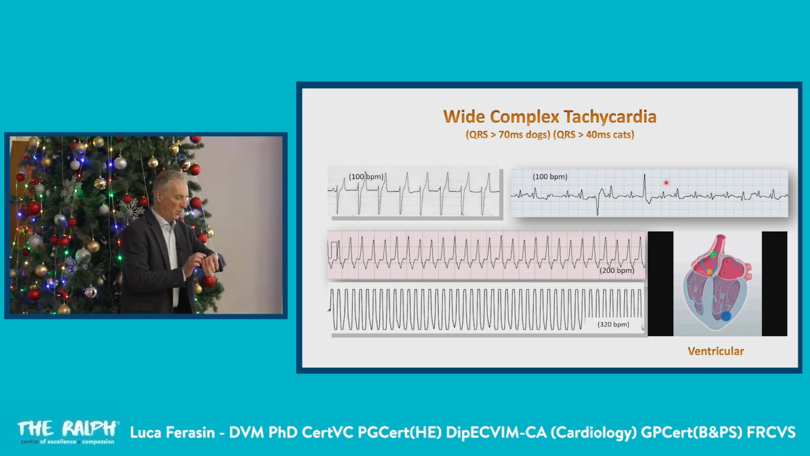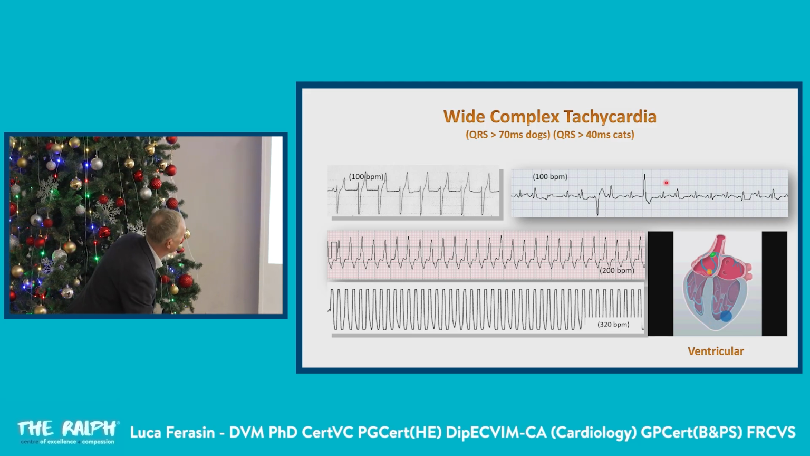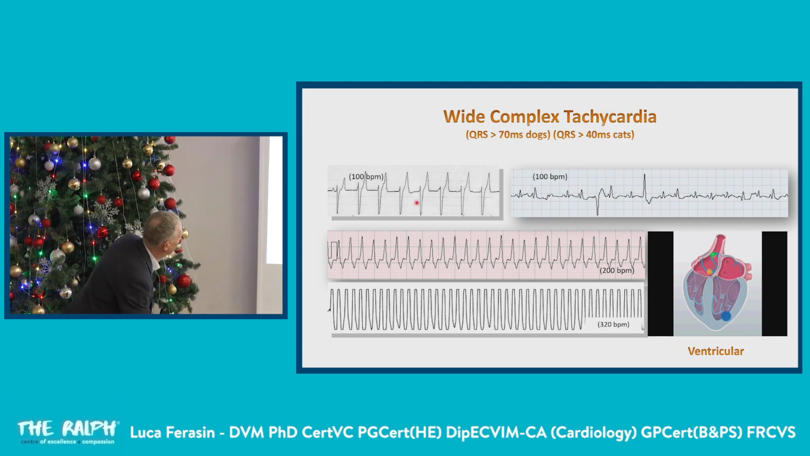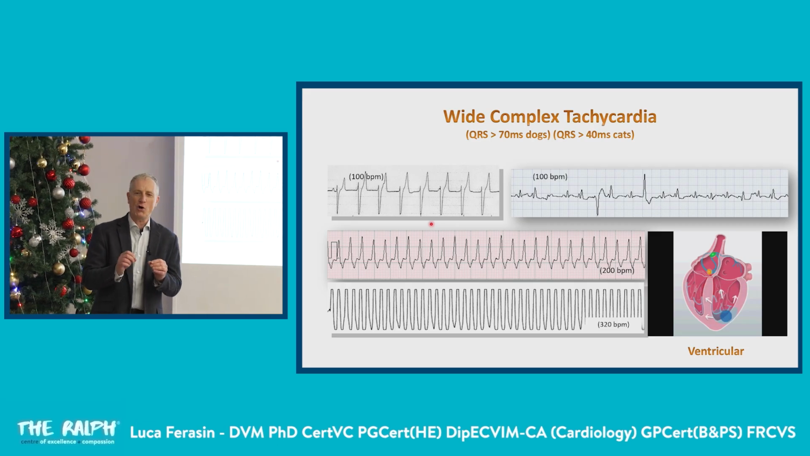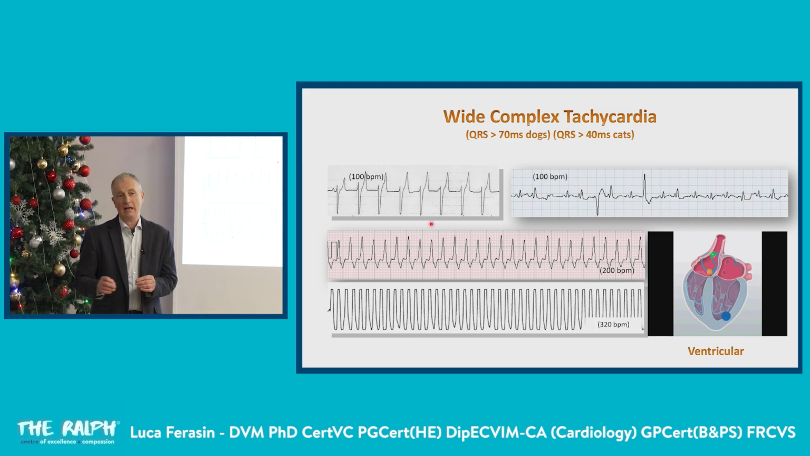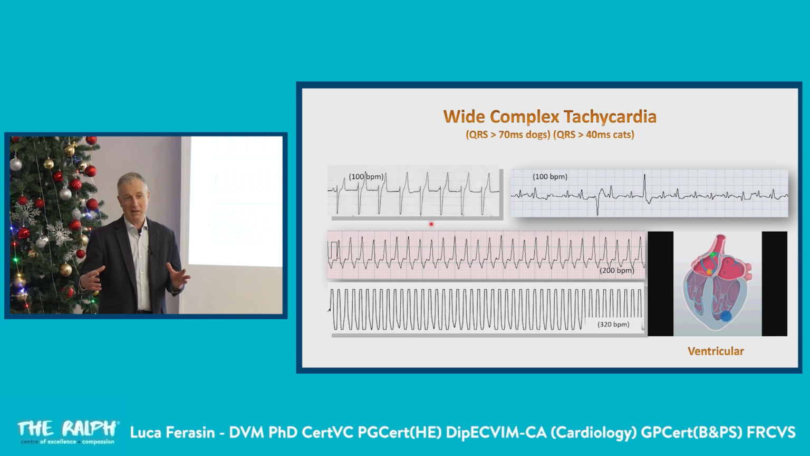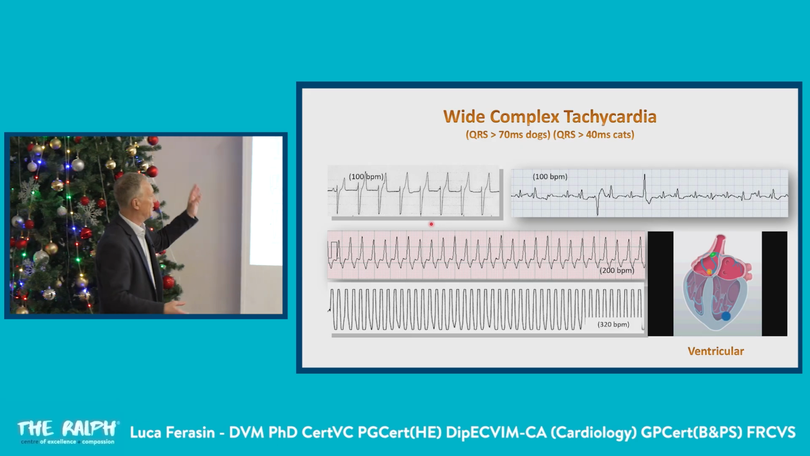Right, let's move to the wide complex tachycardia. As you can see, wide complex tachycardias have this bizarre wide shape. They're no longer spiky. And the reason is that the conduction in the ventricles is no longer through the Purkinje fibers. The conduction is from cell to cell, so it takes much longer. If it takes longer, on the ECG it will appear wider, because the ECG is simply a diagram of amplitude versus time.